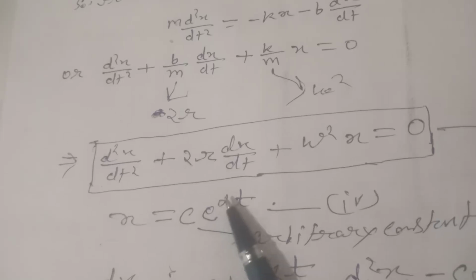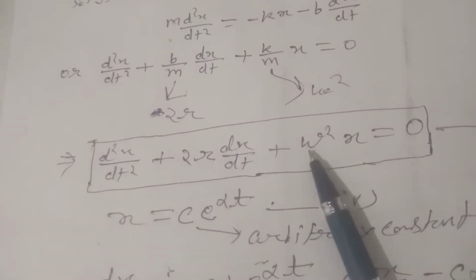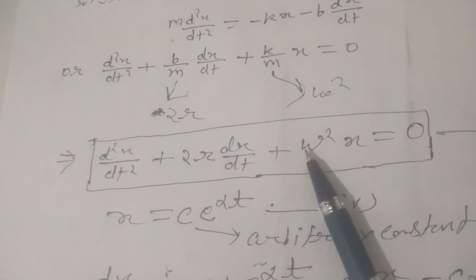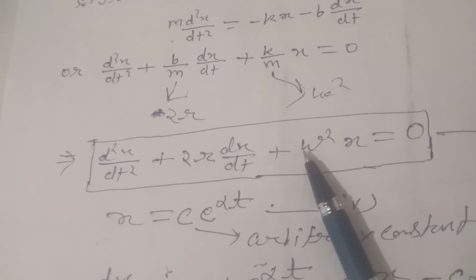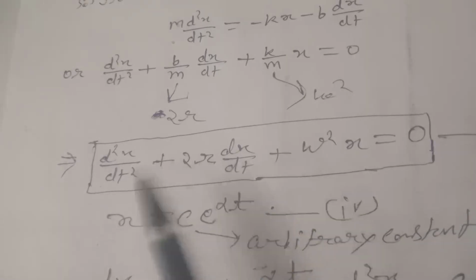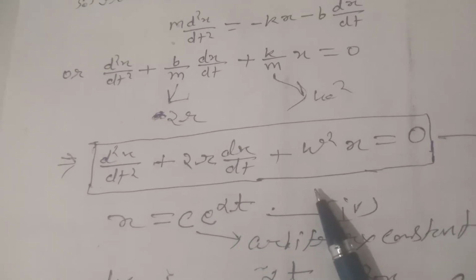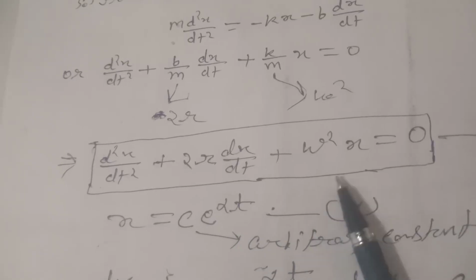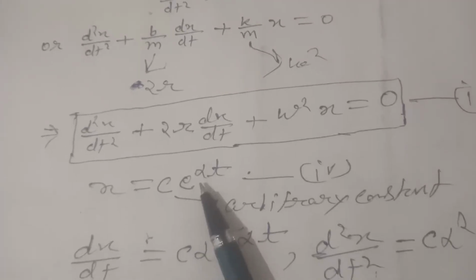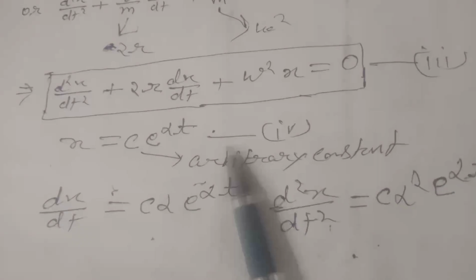We saw in the previous lecture that this equation represents the damped harmonic oscillation, and this equation is a homogeneous linear differential equation of the second order. Now, to solve this equation, let us consider that its solution is x equals c into e to the power alpha t, where c and alpha are arbitrary constants, and this is equation 4.